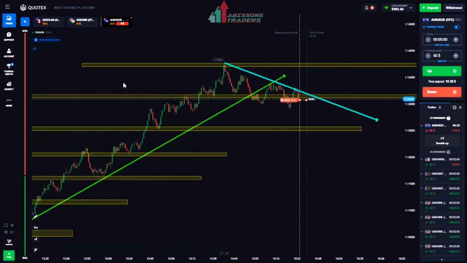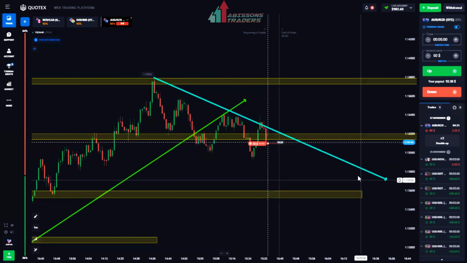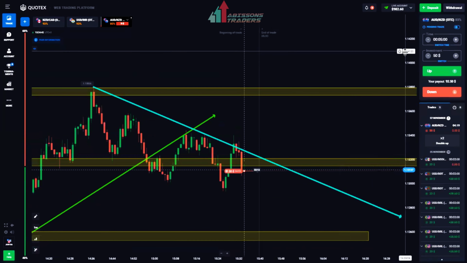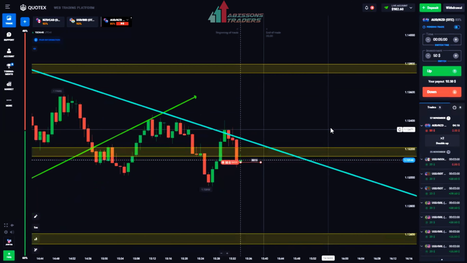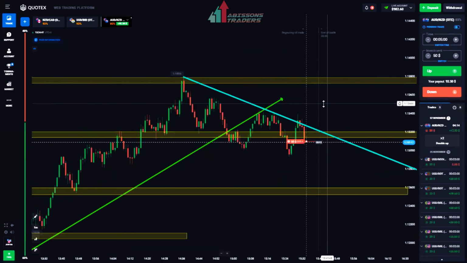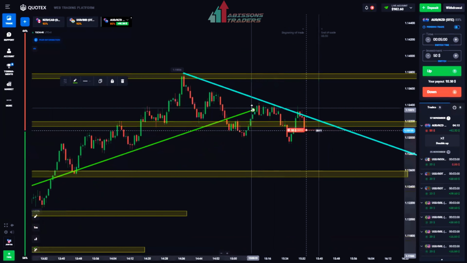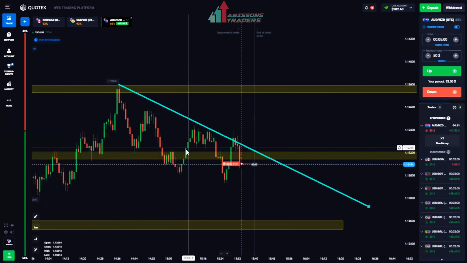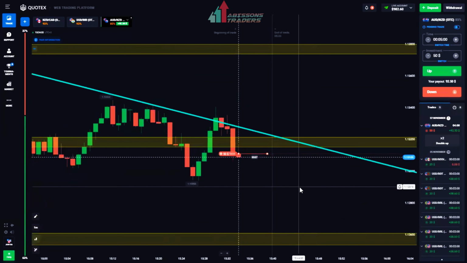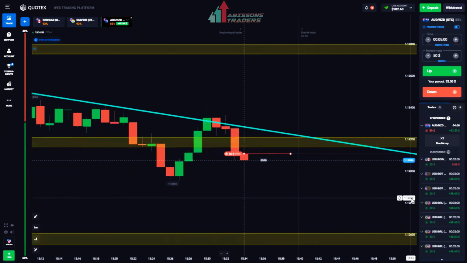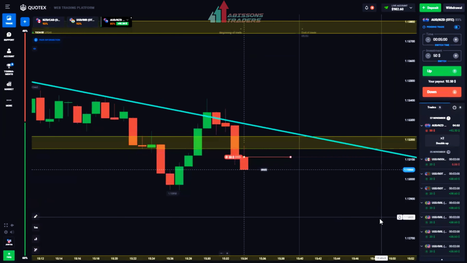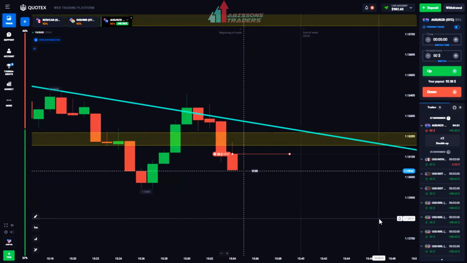So let me delete this one because the chart looks so dirty here, and I don't like dirty charts, guys. I like it when my chart is clean. This one I'll also have to delete. So let's use this one, all right? Okay, so let's wait for the results.